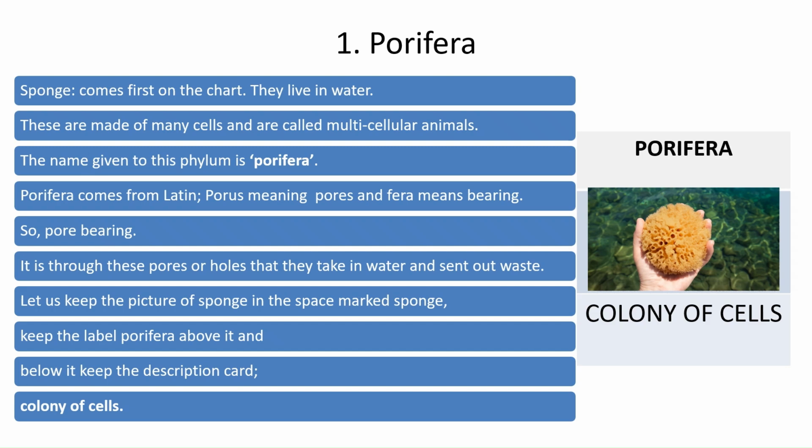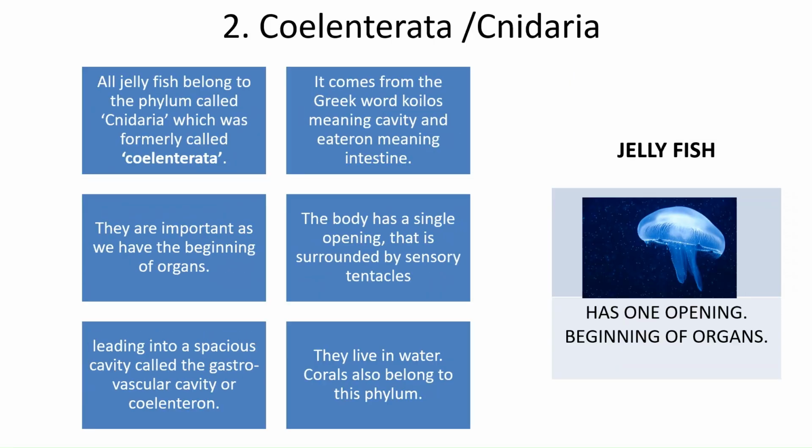Now let us keep the picture of sponge in the space marked sponge. Keep the label Porifera above it, and below it keep the description card. And the main characteristic is colony of cells. So this is presented using the blank chart.